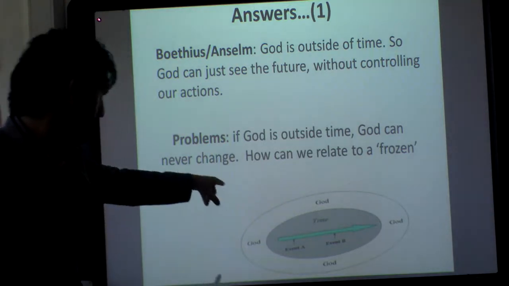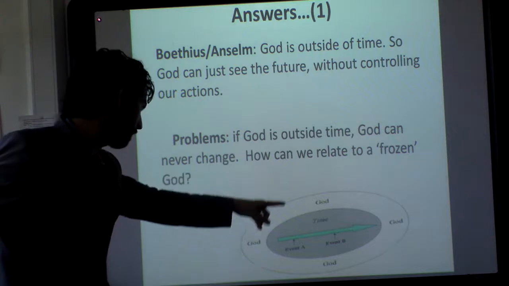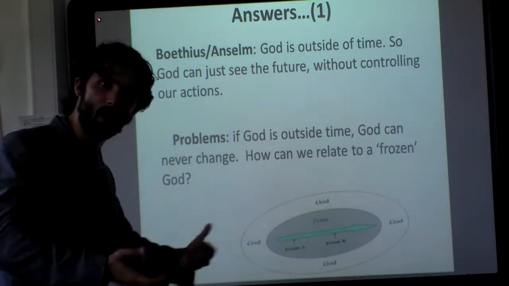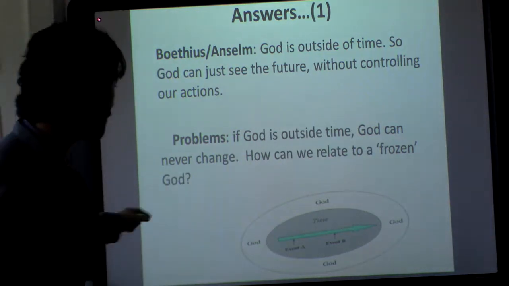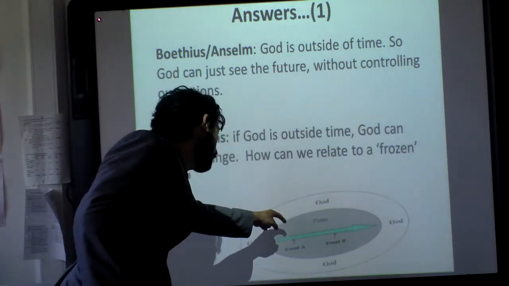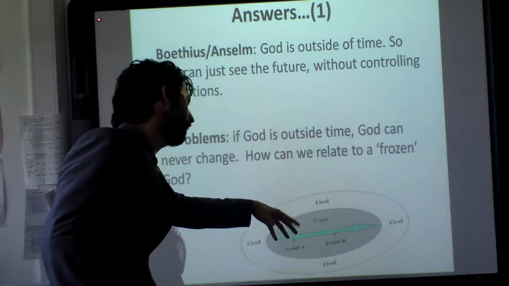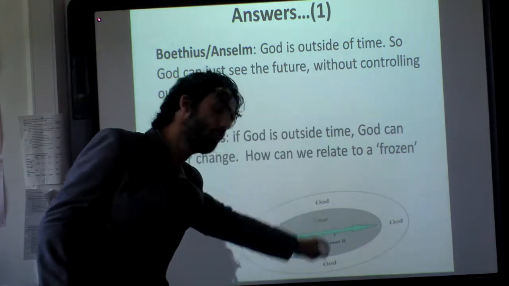Now, if you can see the little picture right here, that's just to help you visualize what it means for God to be outside time. Time is an arrow, we're on the arrow, but God is outside of the arrow. And for him, the past, the present, and the future are the same.